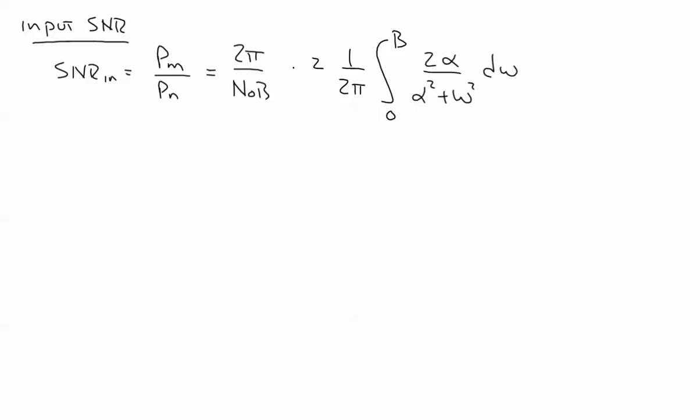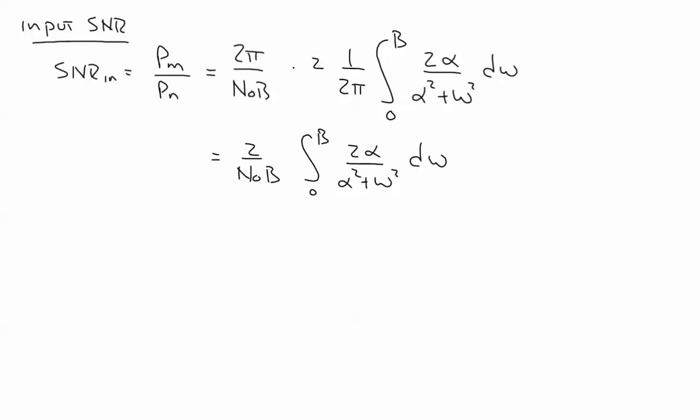All right. Simplifying this just a little bit, we get 2 over N naught B, integral from 0 to B, 2 alpha over alpha squared plus omega squared d omega.